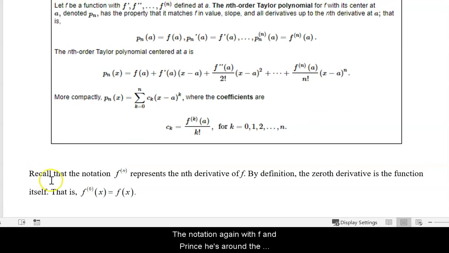The notation, again, with f and parentheses around the number above it in the power position, represents the nth derivative of f. By definition, the 0th derivative is the function itself. In other words, f to the 0th derivative is f of x.